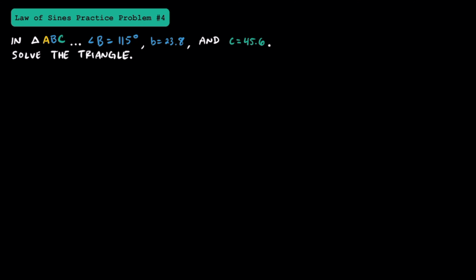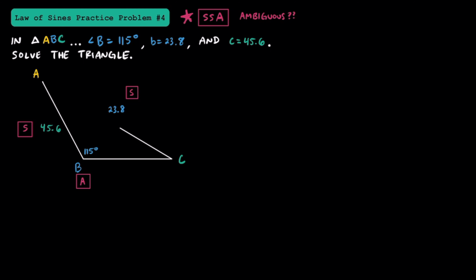Let's try another law of sines practice problem. In triangle ABC, angle B is equal to 115 degrees, side B is 23.8, and side C is 45.6. Let's solve the triangle. Sketching this, I get something that looks like this. Now notice how I didn't actually draw a complete triangle. It's actually impossible to draw a triangle given this information, because look at the information here.